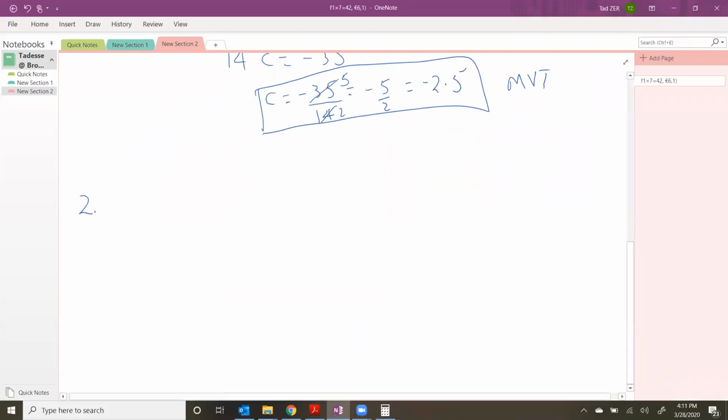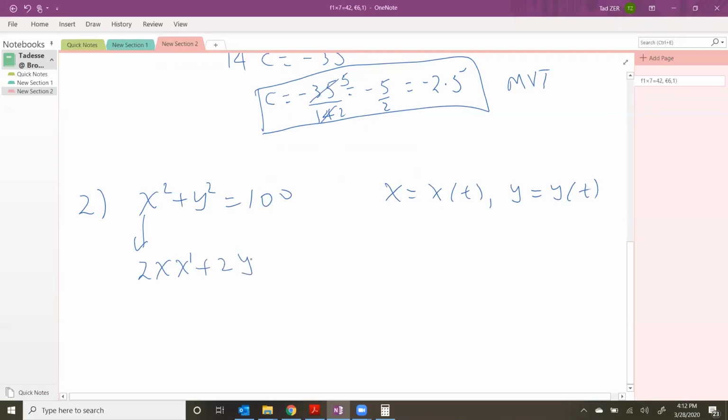So here I have x squared plus y squared equal to 100. Just to be precise, x stands for x of t, y stands for y of t. They are functions of t. That's very important. So let's find the derivative using implicit differentiation. The derivative of this is 2x x prime plus 2y y prime equal to 0.